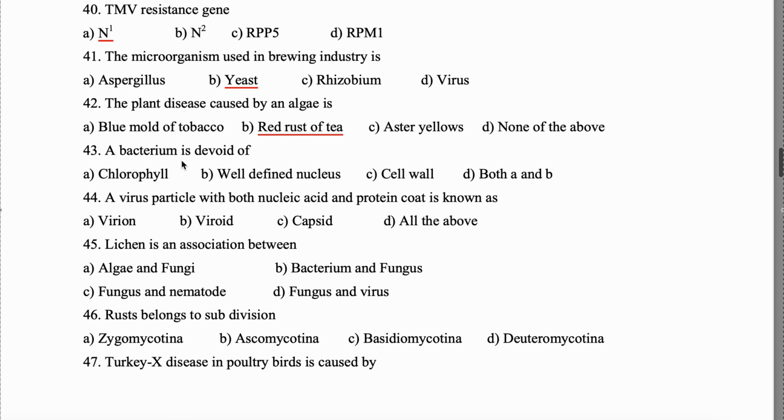43. A bacterium is devoid of? So, bacteria is a prokaryote which does not have a well-defined nucleus, right? So, bacterium is devoid of a well-defined nucleus. Question 44. A virus particle with both nucleic acid and protein coat is known as virion. 45. Lichen is an association between algae and fungi.